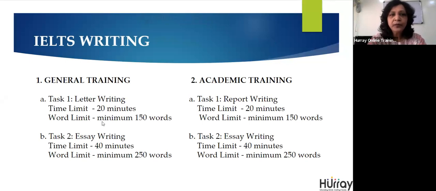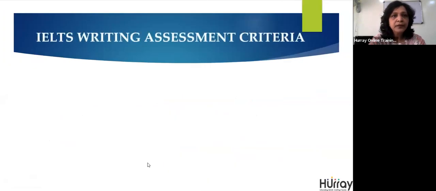Task 1 is for 20 minutes, where one has to write a minimum of 150 words, and the essay writing, which is task 2, one should write a minimum of 250 words. So it's totally 1 hour. Similarly, for the academic test, the report writing would be 20 minutes, where you have to write 150 words minimum, and essay writing is the same as general. It is 40 minutes, and you have to write 250 words minimum. But the ideal range is 260 to 280 words, and the ideal range for task 1 would be 160 to 180 words. Let's look at the assessment criteria for writing.